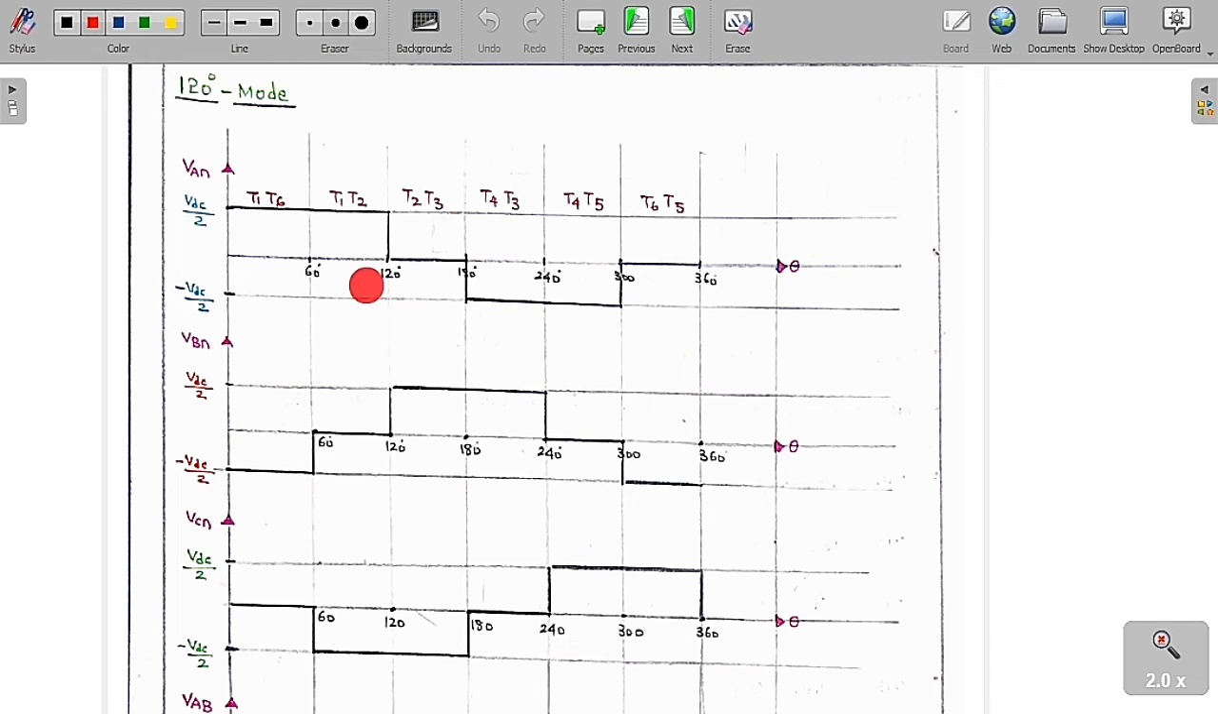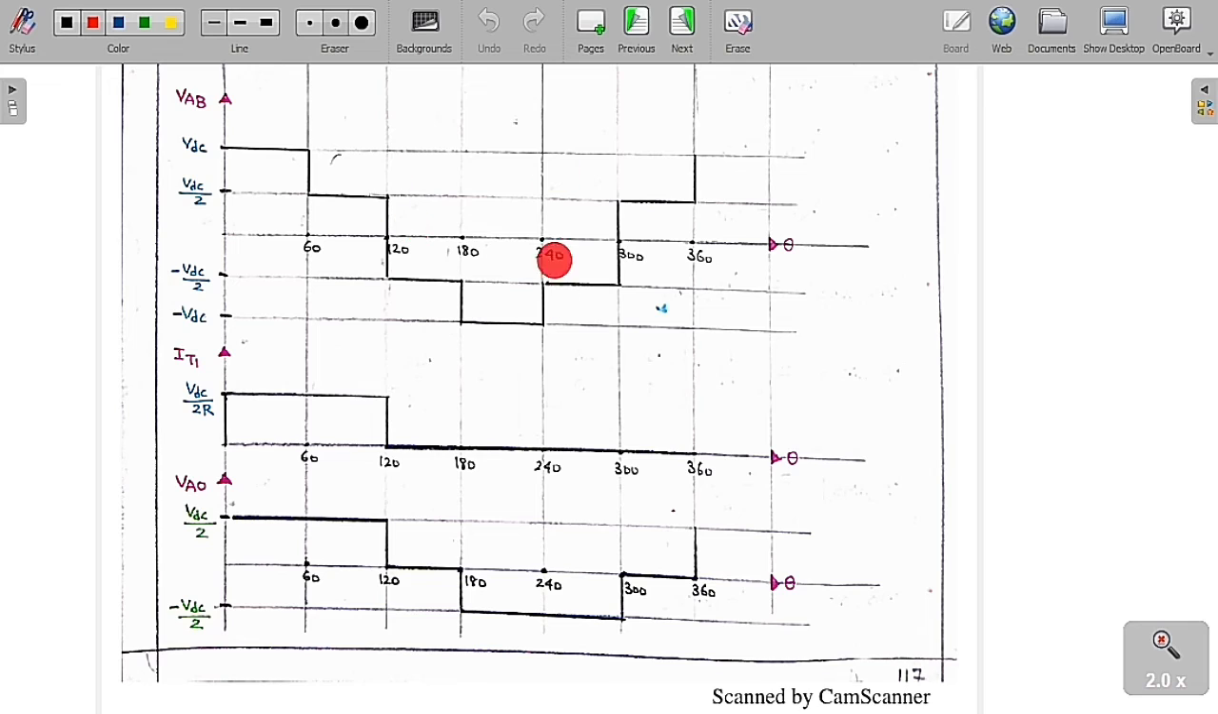If you want the line voltage, which is the phase voltage VAN minus VBN, then by subtraction of these two phase voltages we are going to get the line voltage. So this is the phase voltage that we are going to get finally, and this is the line voltage VAB that we are going to get from the phase voltages.